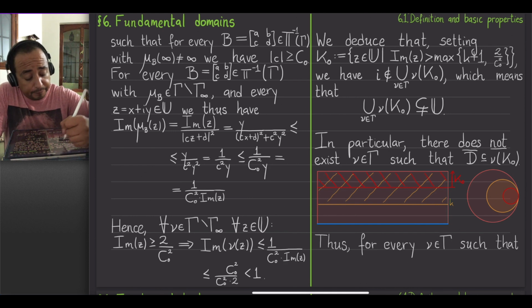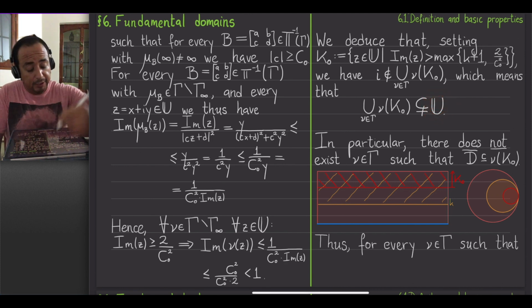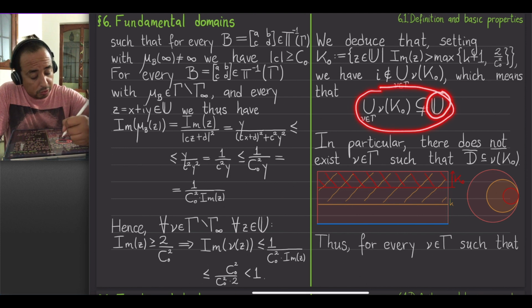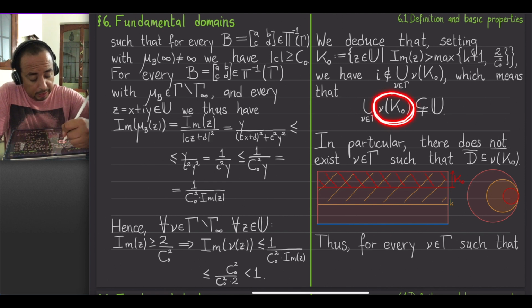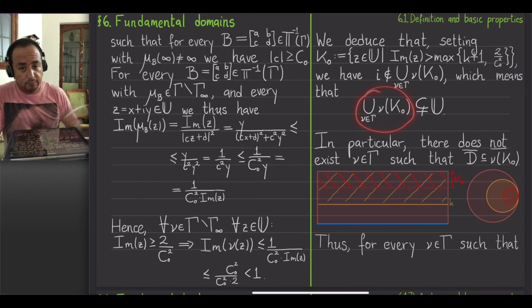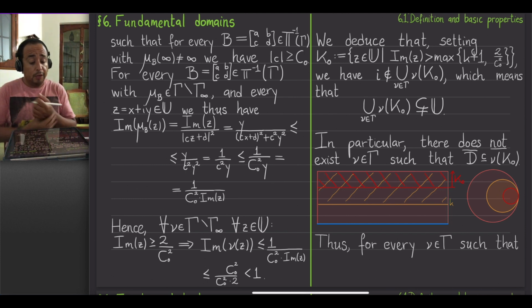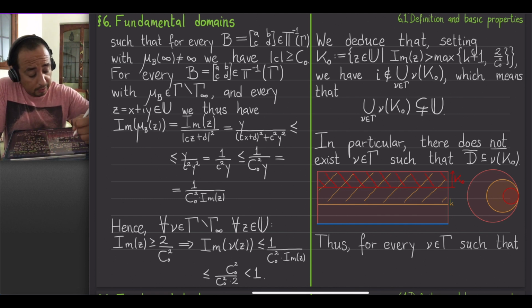So this means that this union, of course, is contained properly in the upper half plane. But you see, this means in particular that with the gamma translates of k naught, you cannot cover the whole of U. So D bar cannot be contained in any of these, right? Because if it were contained in one of them, then this would cover the whole of U, because D bar contains a fundamental set. Okay, so this means that there doesn't exist any translate of k naught containing D bar.